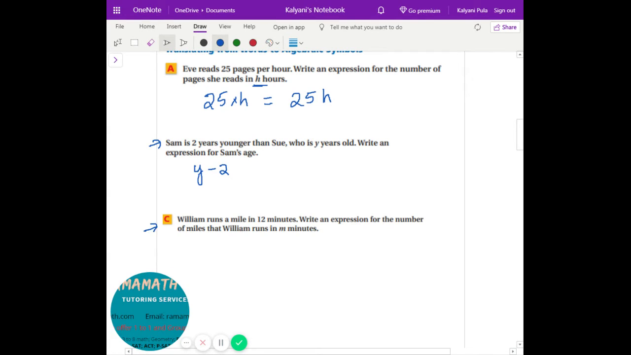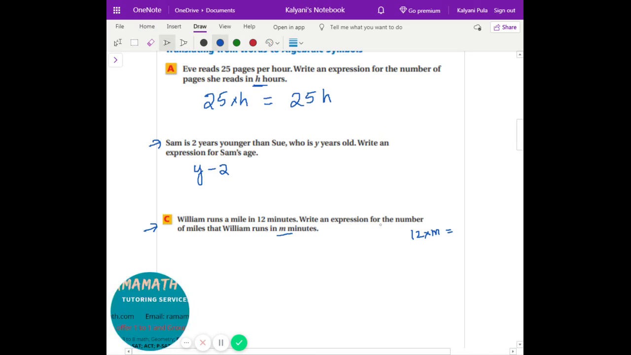Next one. William runs a mile in 12 minutes. Write an expression for the number of miles that William runs in m minutes. How would you do it in this case? Whatever, like how many miles he ran. But the minutes, no, sorry, 12 times the minutes. Then what are we going to get? If I do 12 times a minute, what am I going to get? I don't know this one. Okay, that's fine.